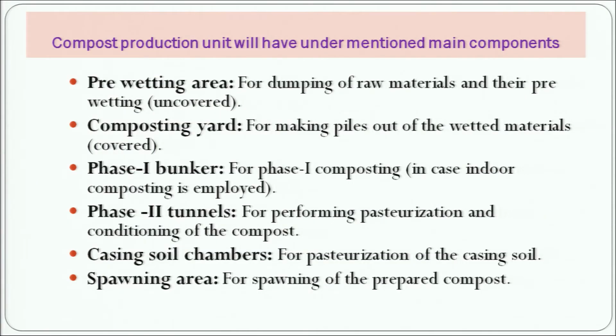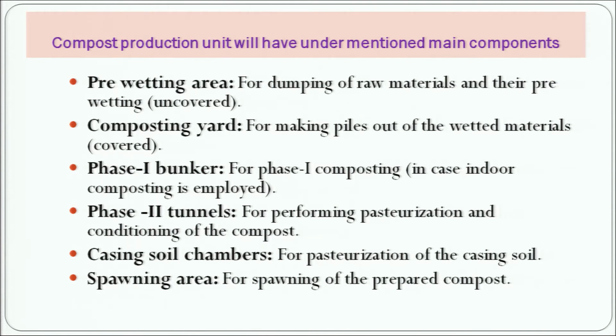Compost production unit will have the under-mentioned main components. Compost pre-wetting area. Why do we establish a pre-wetting area? For dumping of raw materials and their pre-wetting. Second one, composting yard. Why should we have a composting yard? For making piles out of the wetted materials, covered. Phase 1 bunker, for phase 1 composting in case indoor composting is employed. If we are going to prepare compost ourselves, then you should have a phase 1 bunker.